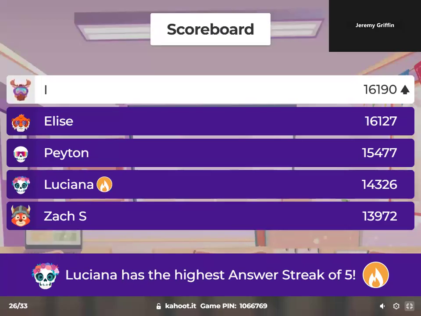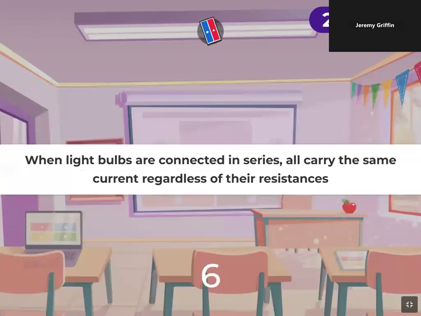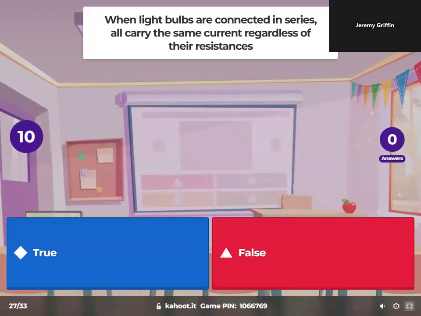Zach, Luciana, Peyton, Elise, who's the first? Two bulbs connected in series. They all carry the same current regardless of their resistances. True or false?